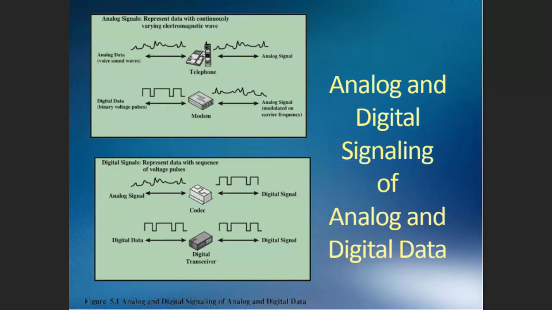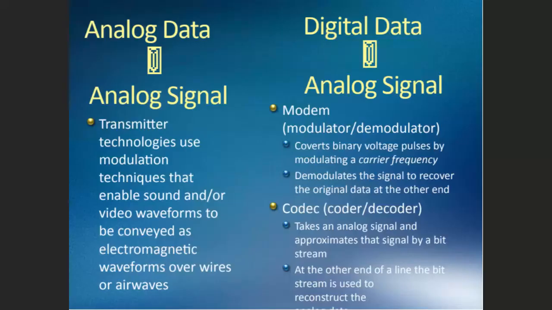Analog signal into digital signal, we use a codec. Codec stands for what? Coder, decoder. Transceiver: transmitter, receiver. That's how they name them. So you have to know this, please. So again, here they are repeating it.